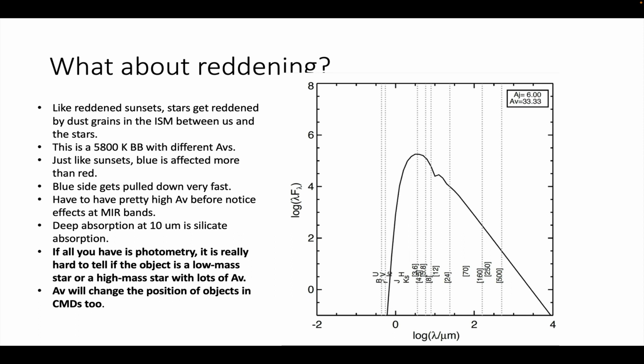So here again, if all you have is photometry for a given source, it is really hard to tell if what you have is a low mass star with no extinction, or a high mass star with lots of extinction. So you have to be careful, and you have to use all of the data that you can find. The reddening is also going to change the position of objects in the color magnitude diagrams as well. We'll get to that in a little bit. But given careful and judicious use of colors, in other words, flux ratios, you can get an educated guess as to whether it's a high mass star with lots of reddening or a low mass star.